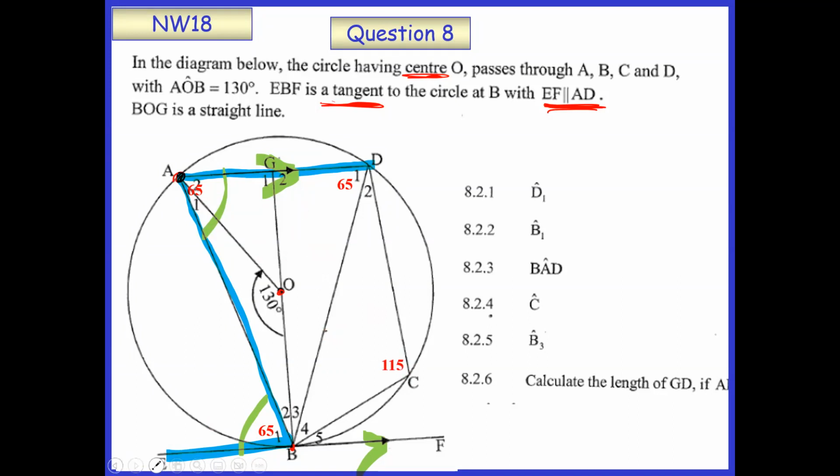B3. So you can do some angles of a triangle because G2 is 90. How do you know G2 is 90? Because angle from center is perpendicular to a chord. Did they tell us it's perpendicular? Did they tell us the midpoint? Oh, no, they didn't, sir.